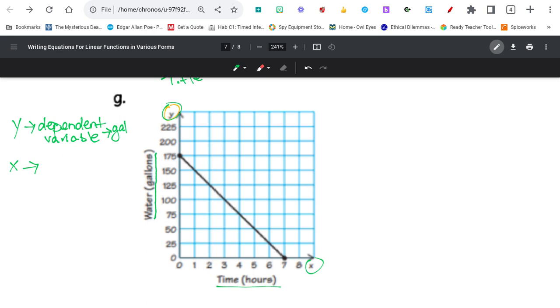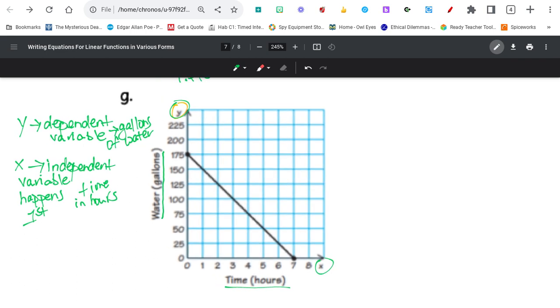So this on the y was gallons of water. On the x, it's the independent variable. And I know I stressed that the independent variable is the thing that happens first. And I told you all, if it's involving time, time will always happen first. Time has to go by before anything can happen, okay? And that's going to be the time in hours. All right. So I just want you to know how to pick your independent and dependent variable.